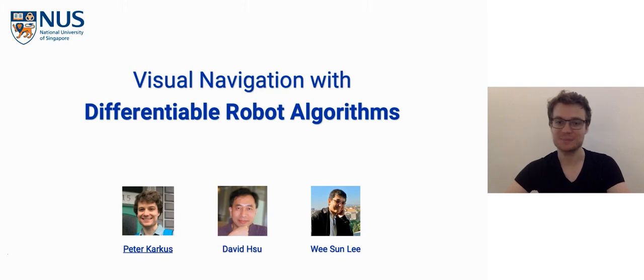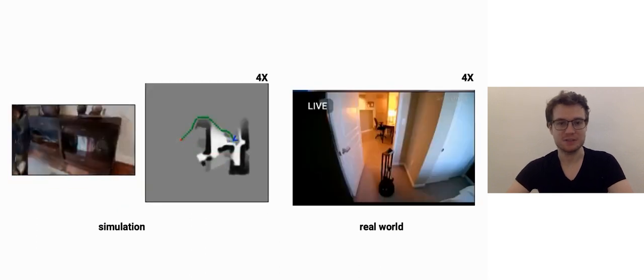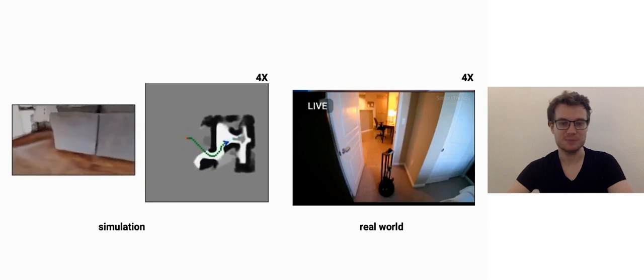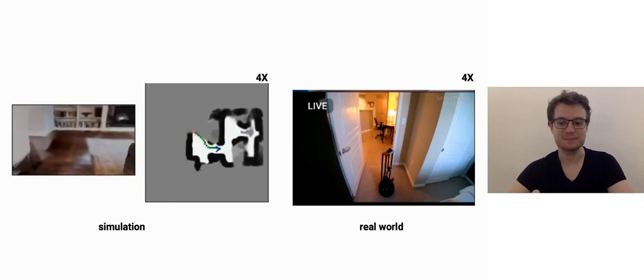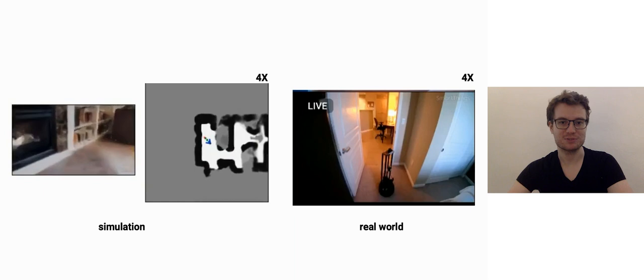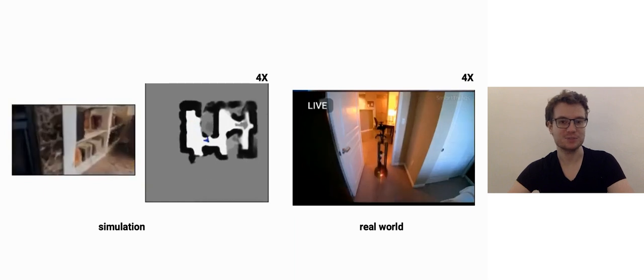Hi, my name is Peter Karkus, and I will talk about our ongoing work on visual navigation using differentiable robot algorithms, which we submitted to the Gibson and Habitat challenges. This is our navigation system running in simulation and in the real world. While we watch this, I want to give credit to the challenge organizers for putting all this amazing infrastructure together, and thank them for inviting me to speak here.